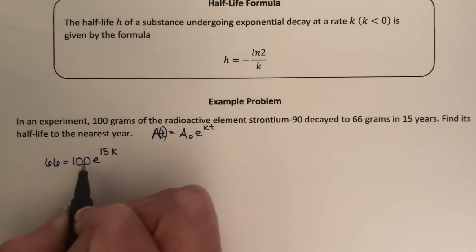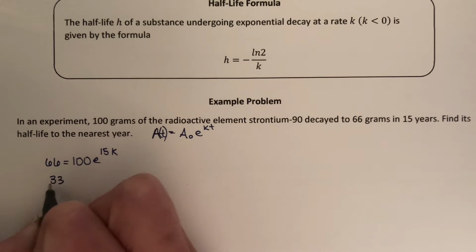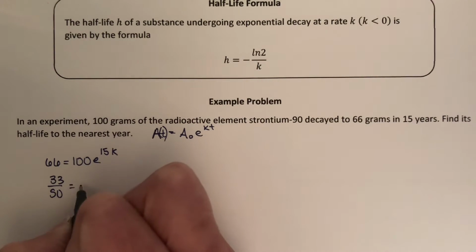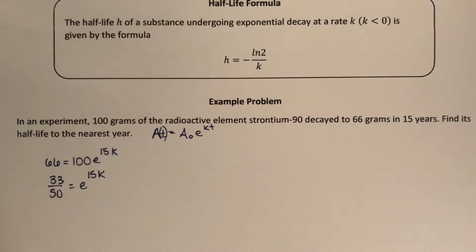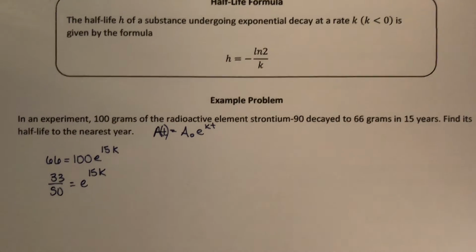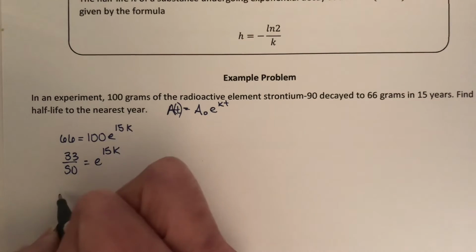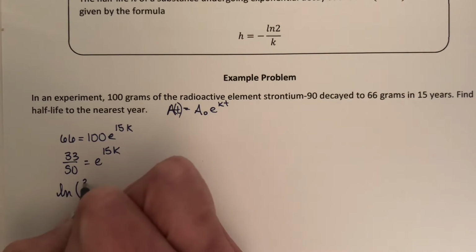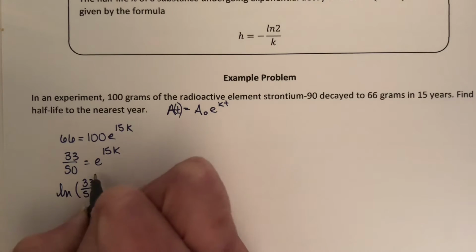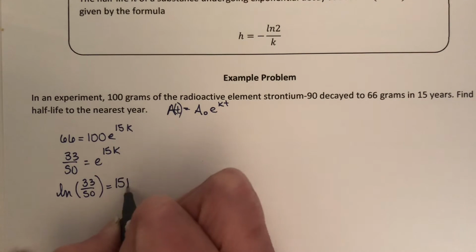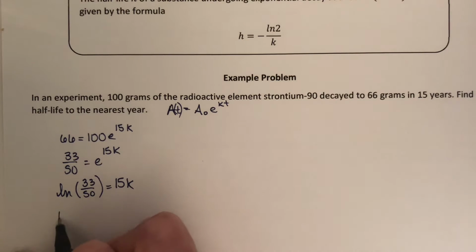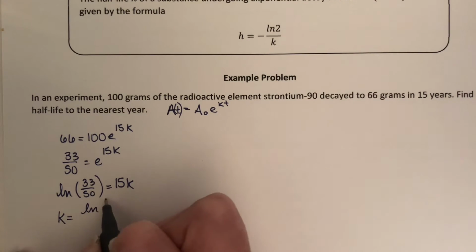Now I'm going to divide both sides by 100. You get 66 over 100, which is 33 over 50, equals e to the 15k. Now convert this to logarithmic form. So the e comes over here, and remember log base e is natural log. So I have natural log of 33 over 50 equals 15k. So my k value is natural log of 33 over 50 divided by 15.